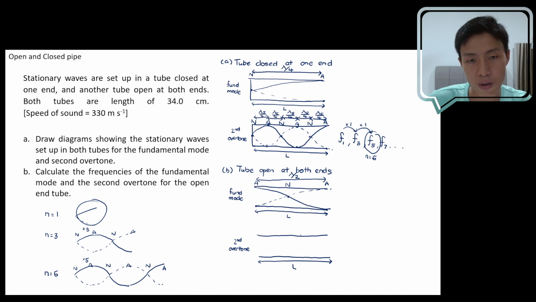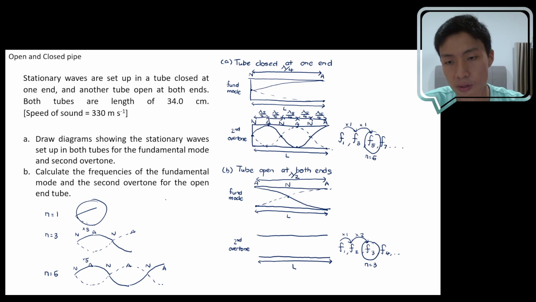For a tube open at both ends, which is an open pipe, we know that all harmonics are accessible, so we can do F1, F2, F3, F4, and so on. But you know that you want second overtone, so you only leap twice. So 1 time, 2 times. So you know that F3 is what you want, N equal to 3.